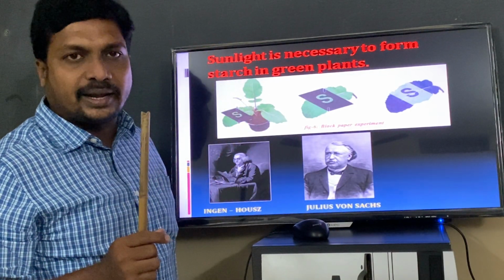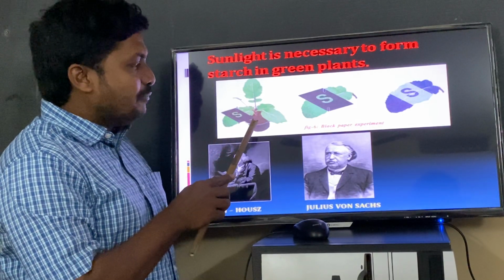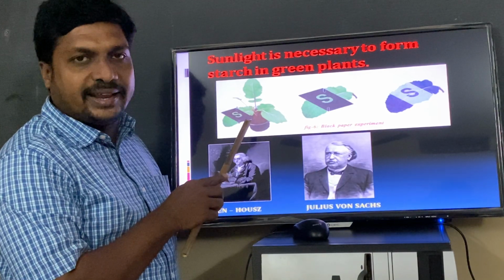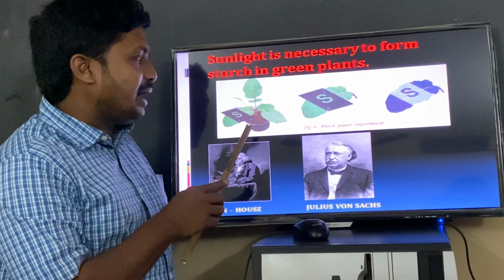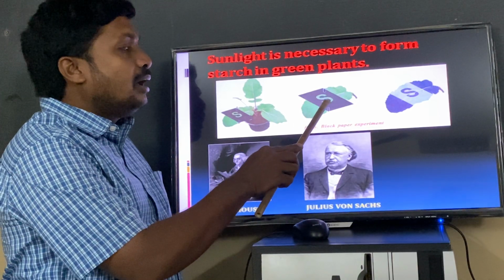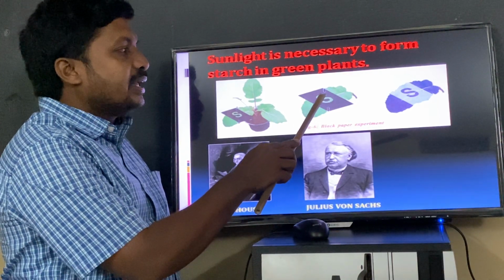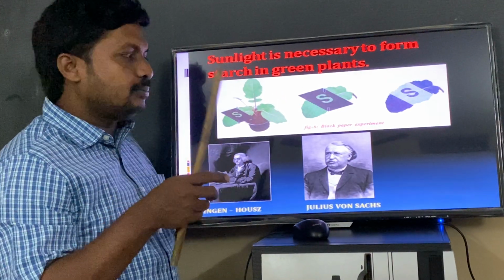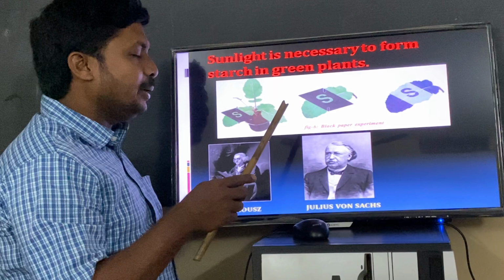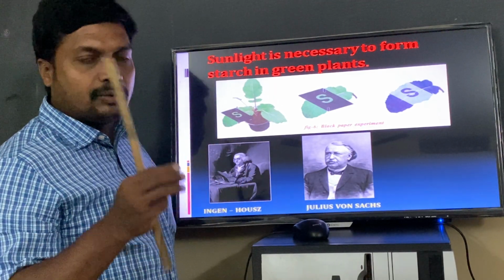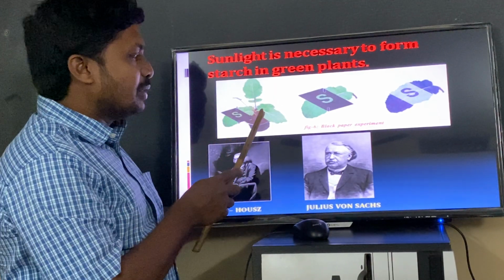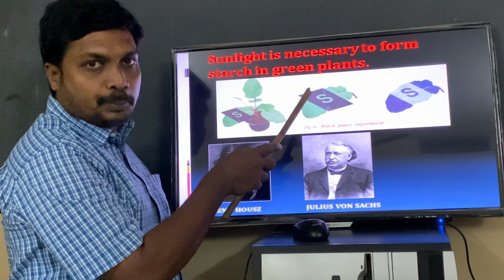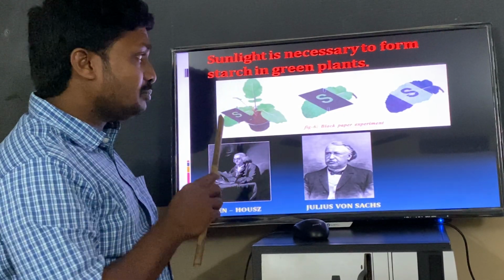Materials required, the apparatus: first, a well-potted plant with narrow leaves, a light screen with an S-shaped cut portion, or you can take any letter like L or T, whatever it may be, and iodine solution. Only three requirements: a well-potted plant, a light screen with an S-shaped cut portion, and iodine solution.